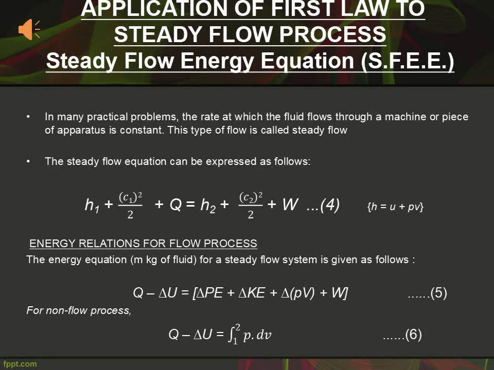The energy equation for a steady flow system can be given as in equation number 5, where this equation is applicable to any medium in any steady flow. For non-flow process, the equation is given in equation number 6. The internal energy is a function of temperature only and it is a point function. Therefore, for the same two temperatures, change in internal energy is the same whatever may be the process.